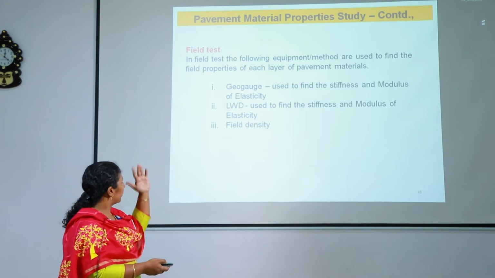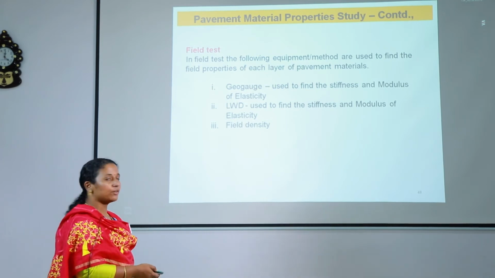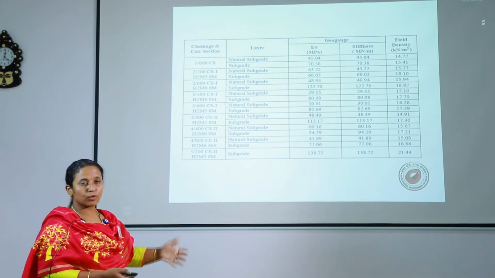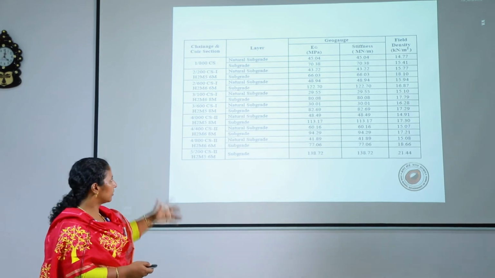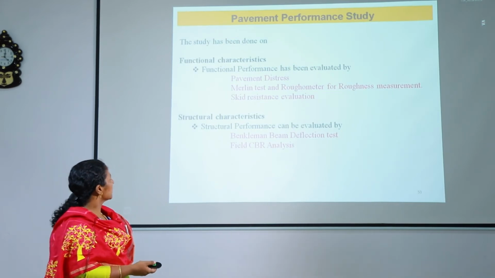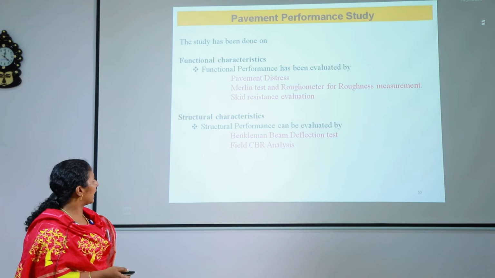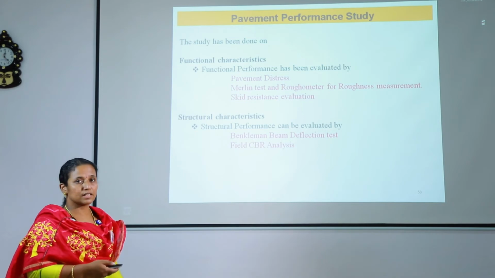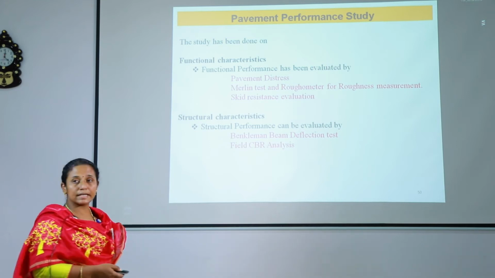Then coming to the pavement material property study in the field, using GeoGauge, lightweight deflectometer and field density studies, it shows that by using a layer of coir geotextile, the stiffness and field density values have been enhanced. Next are the pavement performance studies by different methods. Functional performance was evaluated by pavement distress analysis, Merlin test and roughometer analysis for the roughness index of the roads, then skid resistance evaluation. Structural properties were evaluated by the Benkelman beam deflection test and field CBR analysis.